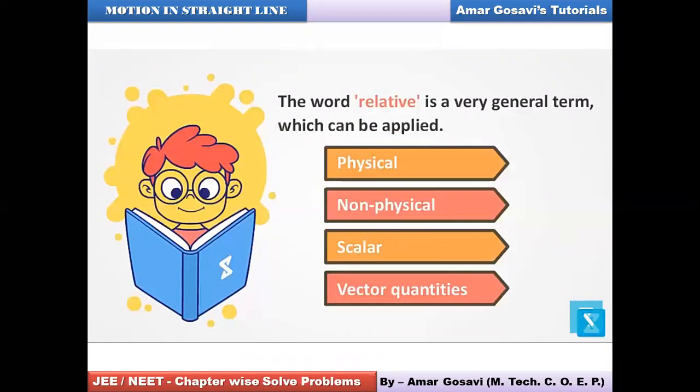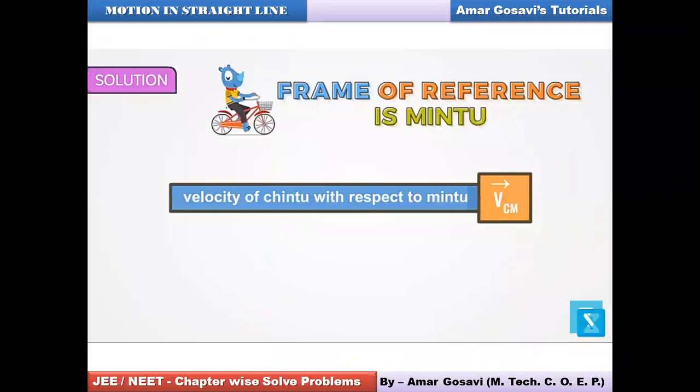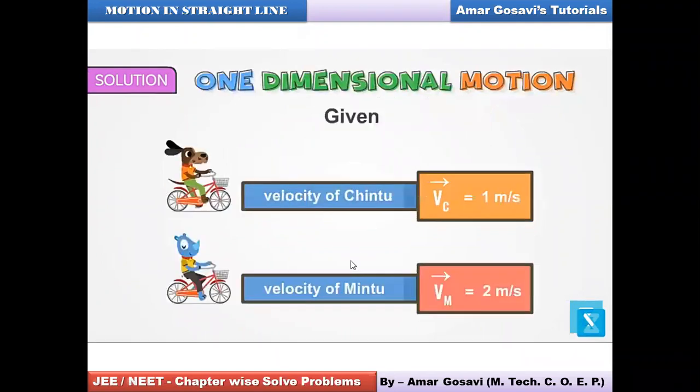We are going to apply the concept of relative motion over here. So let's proceed further. So frame of reference, say we will consider the frame of reference as Mintu. So velocity of Chintu with respect to Mintu will be represented as v of C with respect to M. You can see, this is how you represent relative velocity. Velocity of Chintu with respect to Mintu. And how you work it out? You have the formula for it.